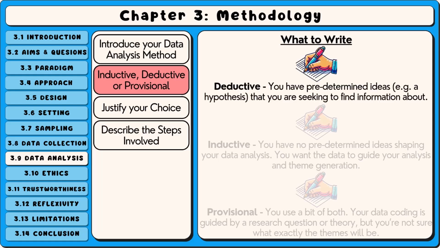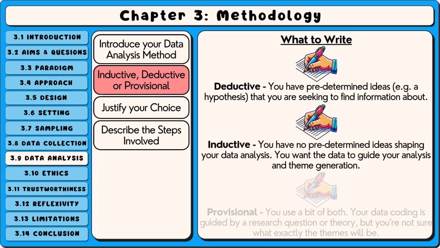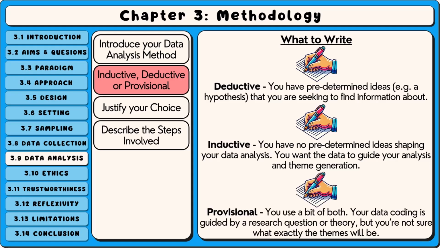In step 2, outline whether your data analysis method was inductive, deductive, or provisional. A deductive approach involves having predetermined ideas, such as a hypothesis that you are seeking to find information about. An inductive approach is when you approach the data without predetermined ideas because you want ideas to emerge out of the data. A provisional approach uses a mix of deductive and inductive methods.